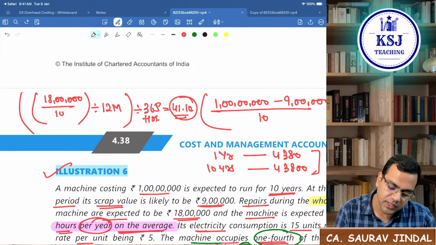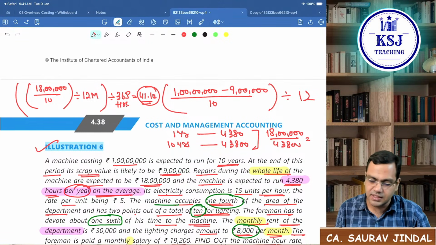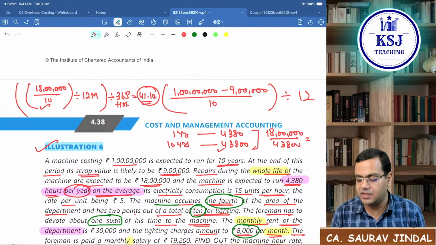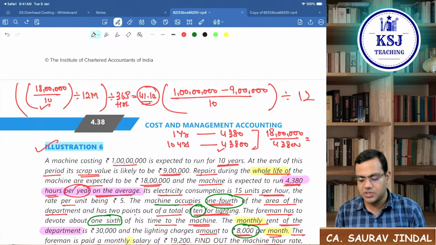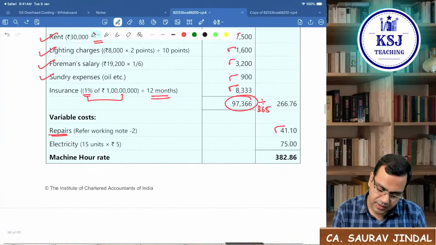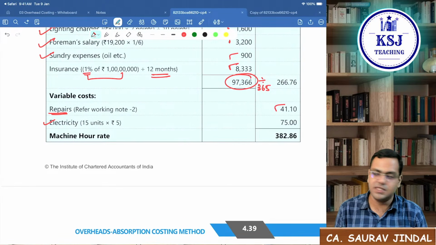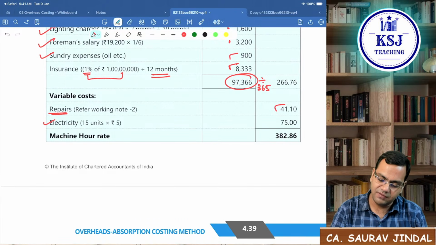So anyways, you can solve it. Both ways it is absolutely correct. The answer is same, whether you do it by the number of years or whether you do it by the total running of the machine in those years. Both ways it is absolutely correct. Then it is electricity. It is directly given that 15 units at the rate of rupees 5 per unit. That is all hourly only. 75. This is your machine hour rate.